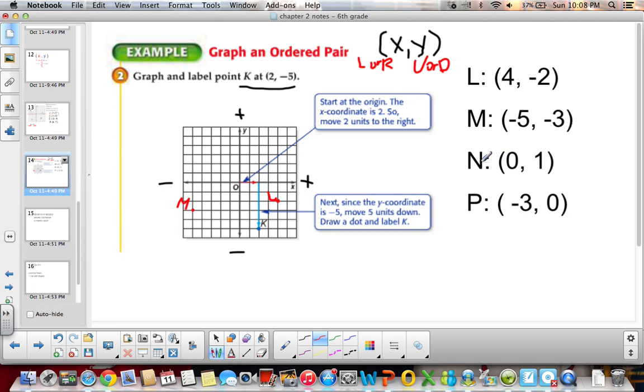So N is 0, 1, so we start again at the origin, 0, 0. I'm going over 0, so that means I'm not going over anything at all. I'm staying at 0, and then I'm going up 1. So this is N. And then P, I'm going to the left 3, so 1, 2, 3. And then I'm not going up or down anything because it's at 0, so then that is P.